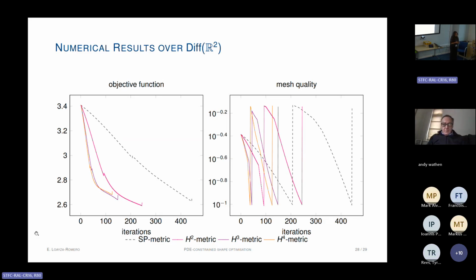I mean, that might be a stupid question, but do you need to use compatible finite elements for, for example, H4? Do you need compatible, or you can use? No. So you mean for the higher order metrics? No. Because of this reformulation, I'm using piecewise linear elements.